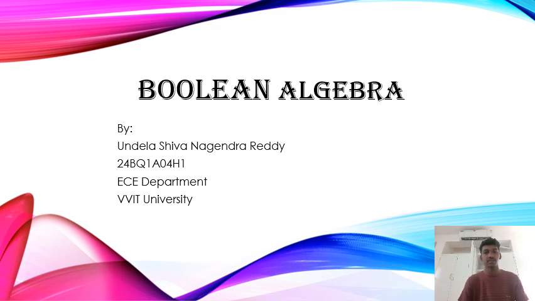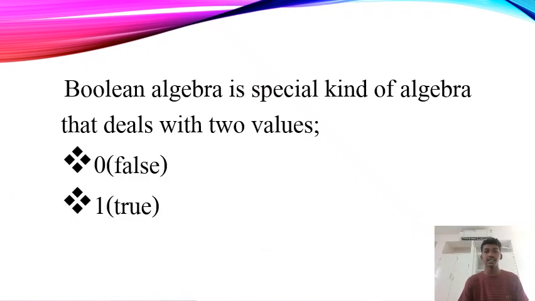Today I am talking about a seminar topic: Boolean algebra. It is a special kind of algebra that mostly deals with 0 and 1. Here the 0 and 1 are binary numbers. Binary 0 refers to false and 1 refers to true. The entire binary system has only two values, 0 and 1.